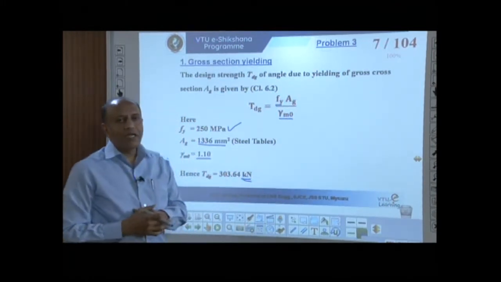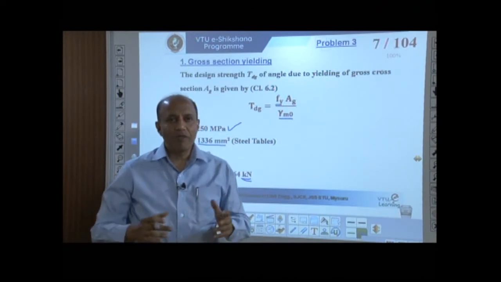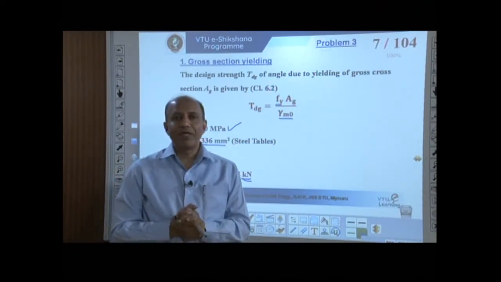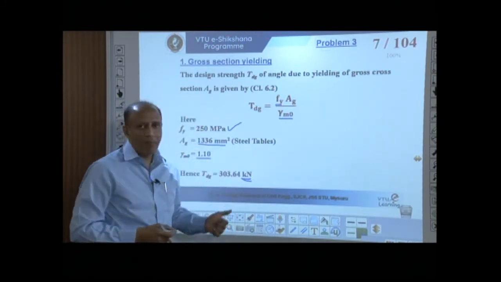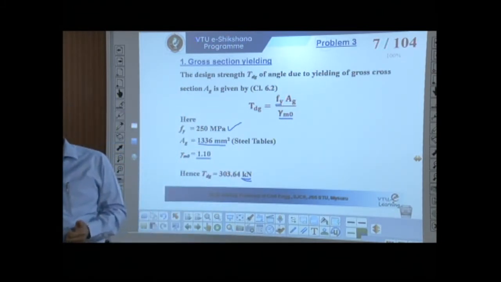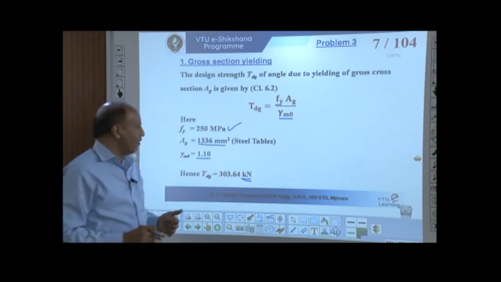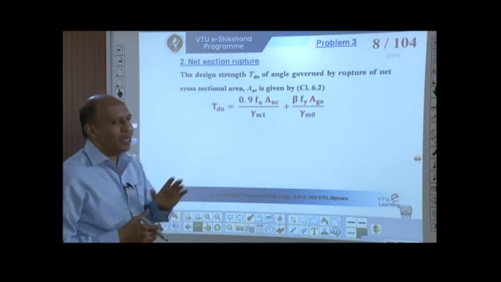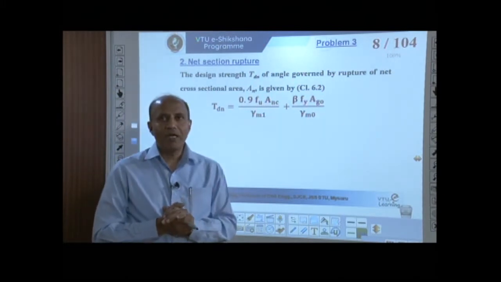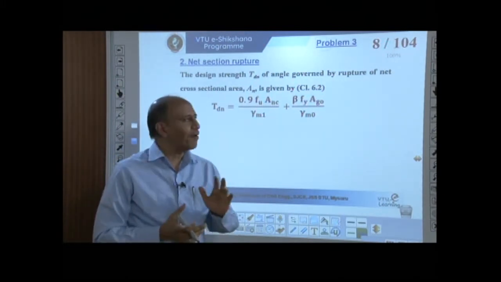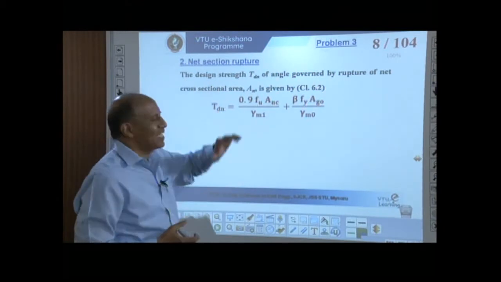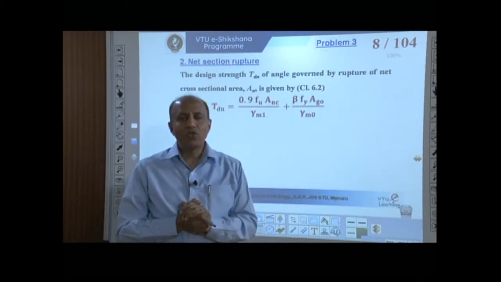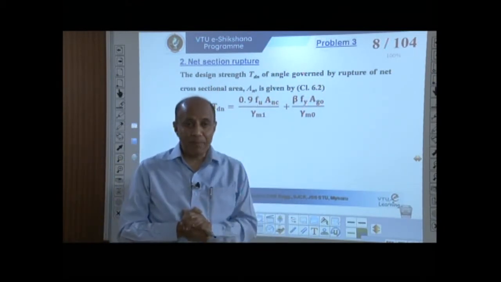So the design tensile strength with respect to the first failure criterion, that is gross cross section yielding, happens to be 303.64 kilonewtons. Let us go ahead to the next kind of failure. The next kind of failure that we have here is net section rupture.